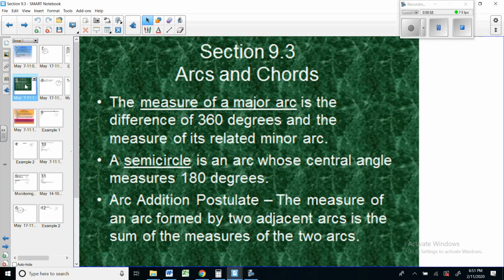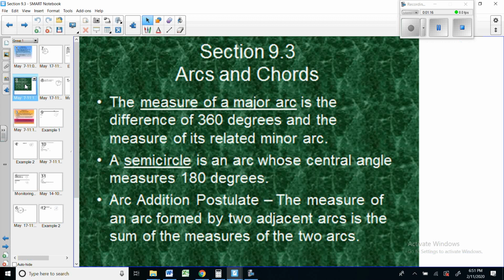The measure of a major arc is the difference of 360 degrees and the measure of its related minor arc. A semicircle is an arc whose central angle measures 180 degrees exactly. So a minor arc is less than 180, a major arc is greater than 180, and a semicircle is 180 degrees exactly.